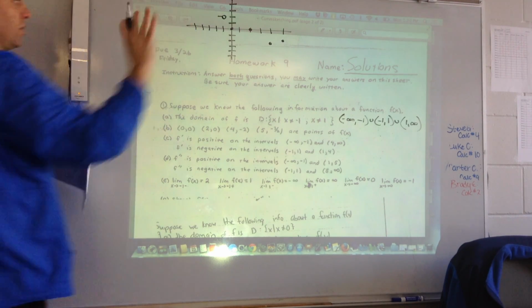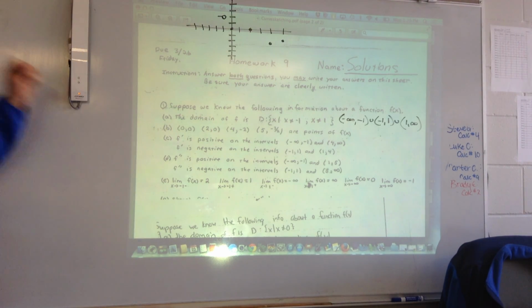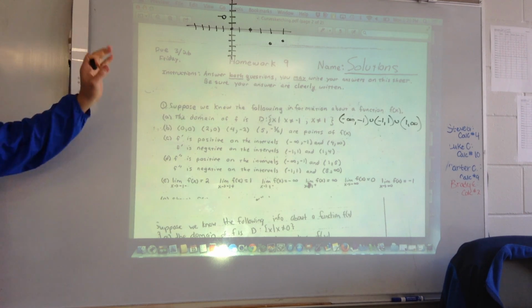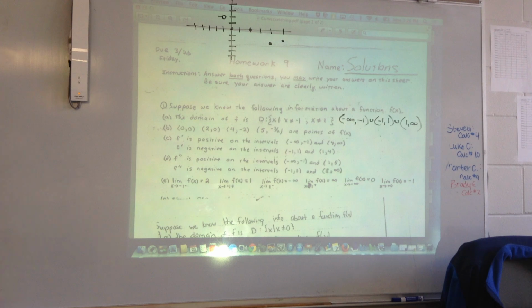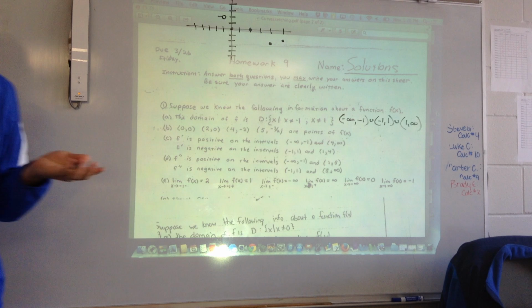I don't know what this graph's going to do. I haven't read any further, but I know that as I approach -1 from the left side, my graph's going to get really close to 2. So I put a little open circle right there. Does that make sense? Yeah.